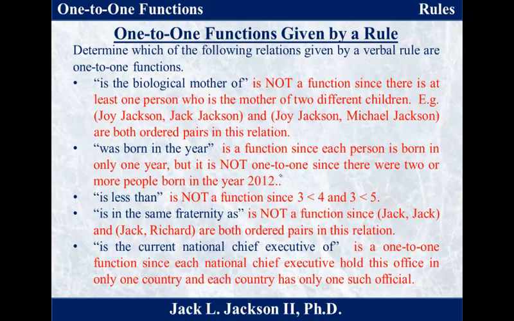"Was born in the year" is a function since each person is born in only one year. So every input has only one output, but it's not one-to-one since there were two people born in the year 2012 or more. Actually, a lot more. If there's even one year in which two or more people were born, that would make it not one-to-one. "Is less than" is not a function since 3 is less than 4 and 3 is less than 5, so 3 is used as the first coordinate twice.